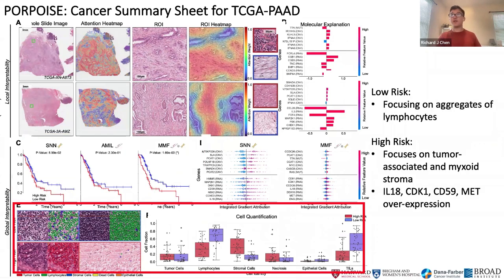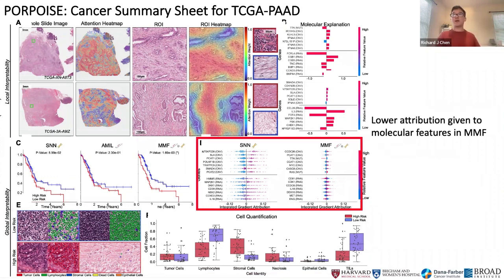Again, using tools such as HoverNet, we can introspect the cell populations of the high attention regions. We see more lymphocytes in the high attention regions of predicted low risk patients, and more stroma in the predicted high attention regions of the predicted high risk patients.